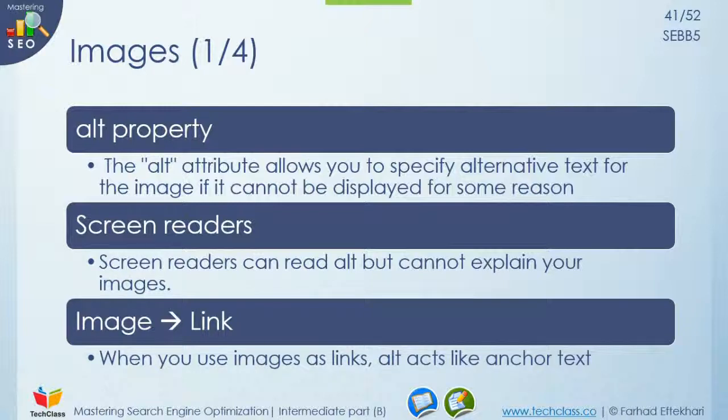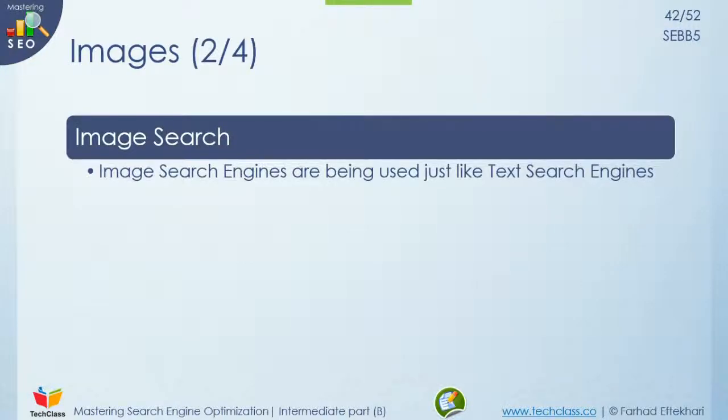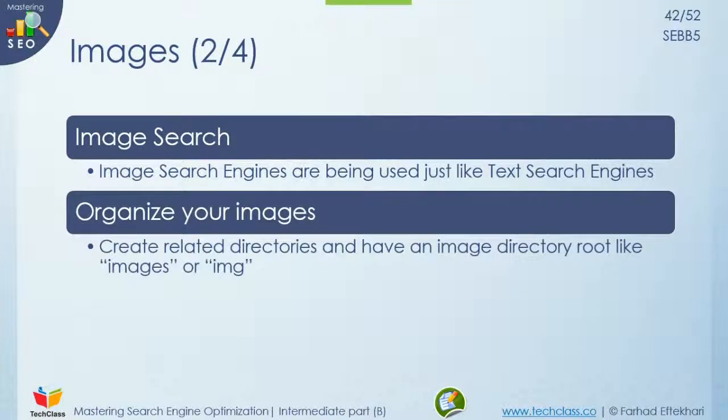And then you can also use your image as a link. So when you use images as links, alt acts like anchor text for them as well. And then image search engines are being used just like text search engines. So try to give your images more time to consider when you're placing them, with nice images and this written description about them. So you may also have visitors coming from these image search engines.